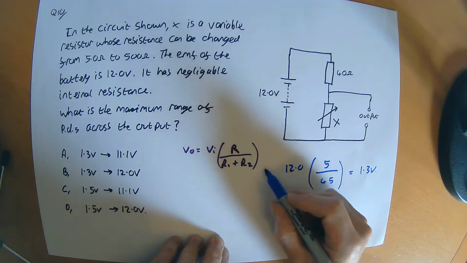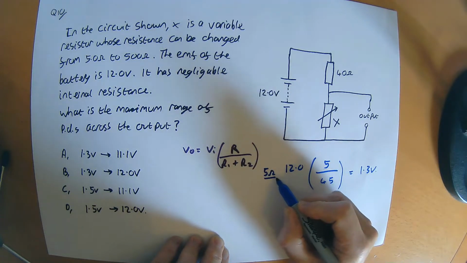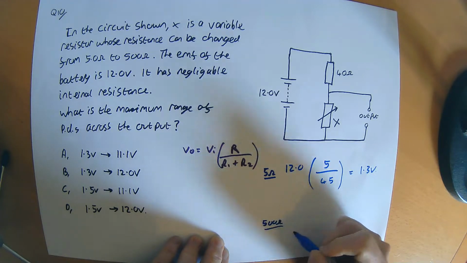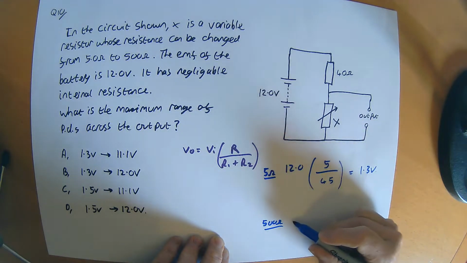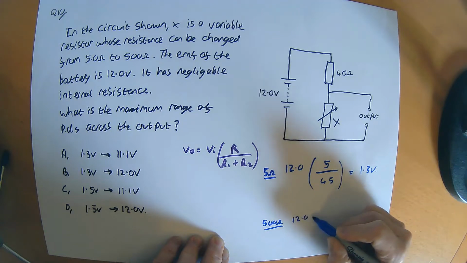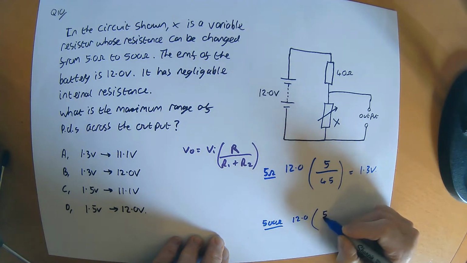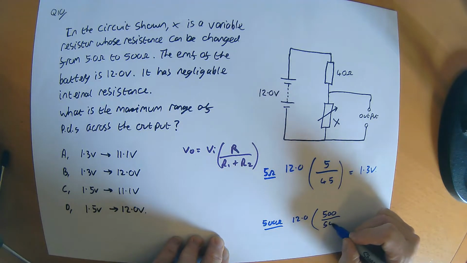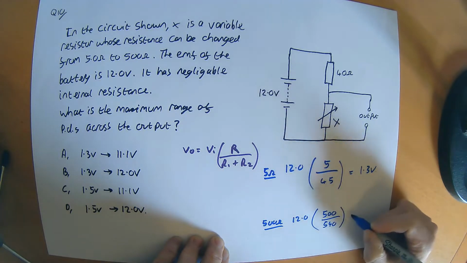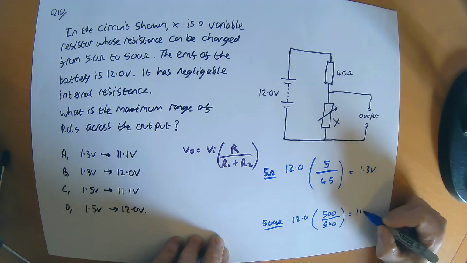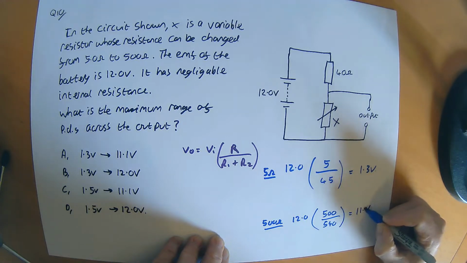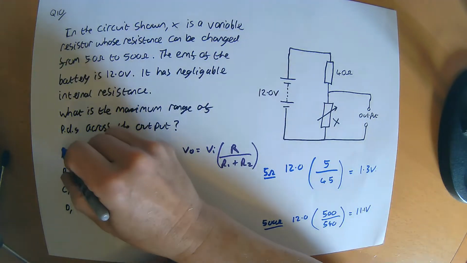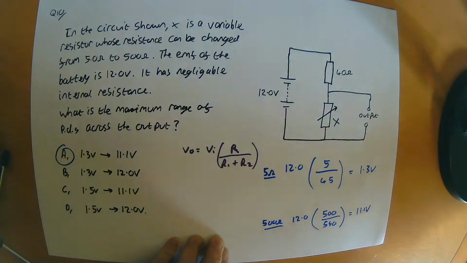If we do the same thing for when it's 500 ohms, then we have 12 again times 500 divided by 540, and that's equal to 11.1 volts. And so 1.3 and 11.1, the answer is A.